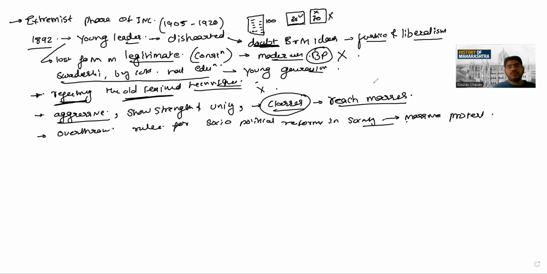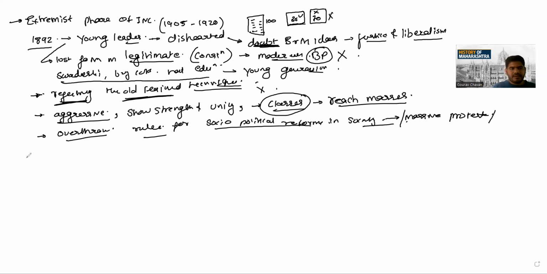Okay, so what we need to be as of now is aggressive. We need to show our strength and unity. We need to just breach the barrier of classes and reach the masses. And just remember, if you want socio-political reforms, you need to overthrow the rule. And how? By massive protest. This was the ideology which was supported by this particular leader.